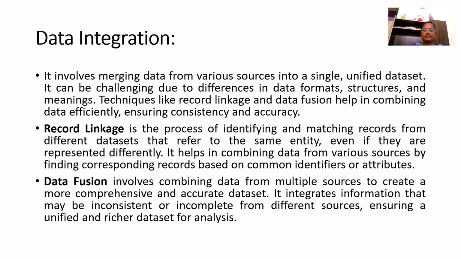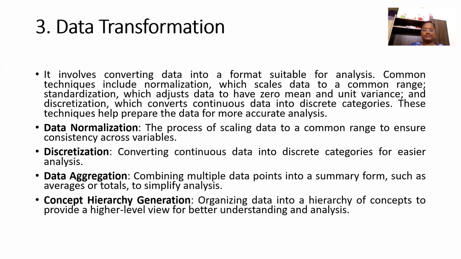The next method is data fusion, which combines data from multiple sources to create a more comprehensive and accurate data set. It integrates information that may be inconsistent or incomplete from different sources, but it ensures a unified and richer data set for further analysis. If you have only a single data set for data analysis, we cannot expect good accuracy from that single data set. So at that time, we have to combine data from different resources. Then only can we evaluate the performance of the model. So at that time, we can go with data fusion.